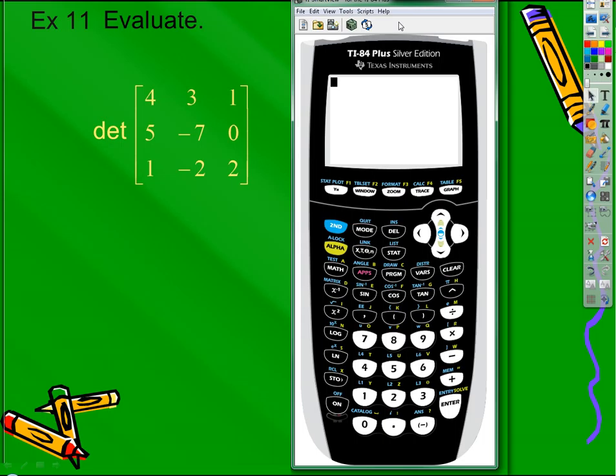Cammy, what do you think? Just put those numbers into a matrix. Okay, so we're going to build that matrix first of all, right? So we'll go to second matrix. We have to scoot over to edit, don't we? So scoot over to edit, and we'll make matrix A be that matrix. Now, what do the dimensions need to be? 3 by 3. Okay, and then we'll just put them in. 4, enter, 3, enter, 1, enter, 5, enter.